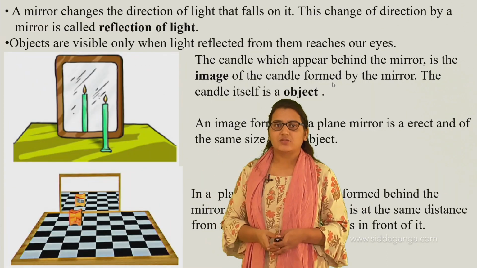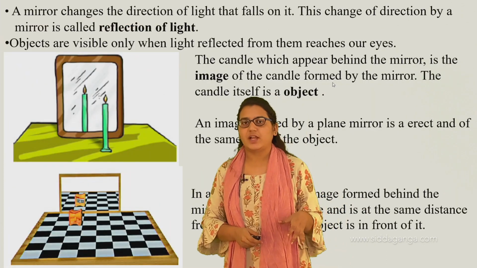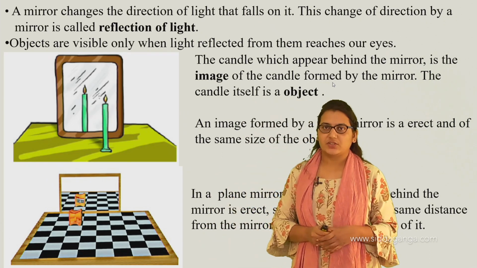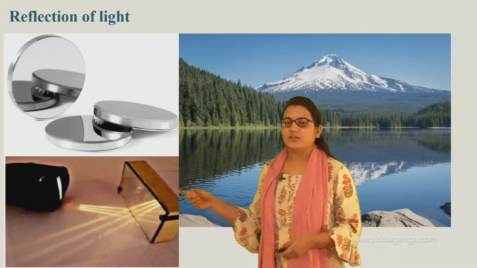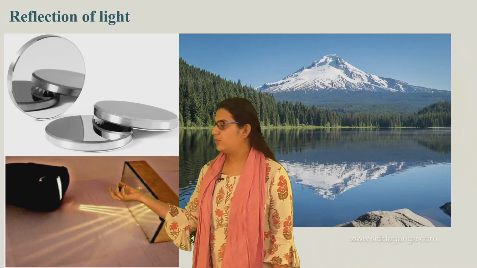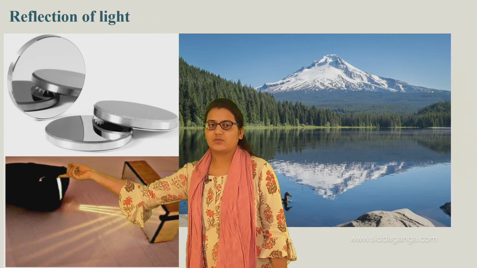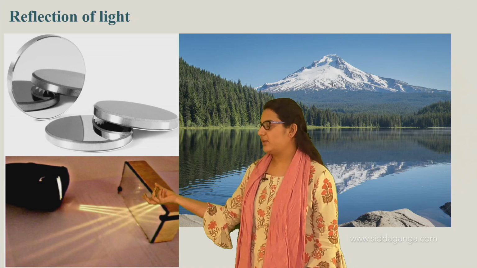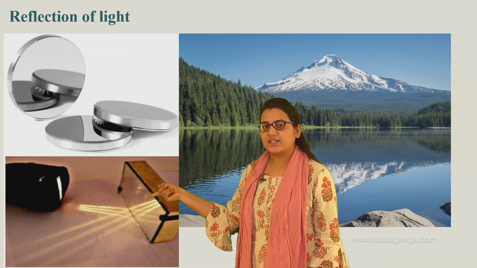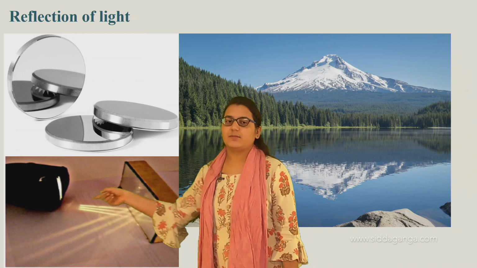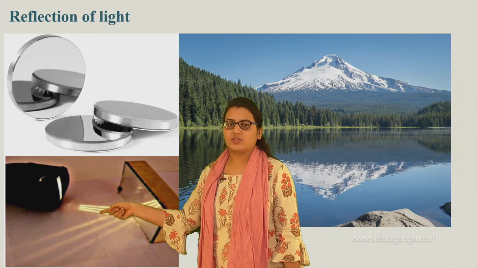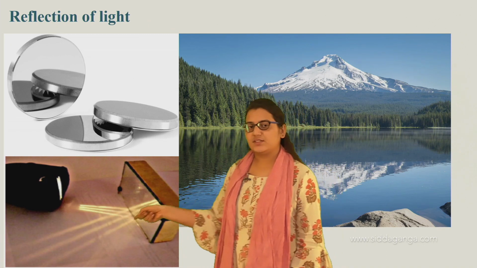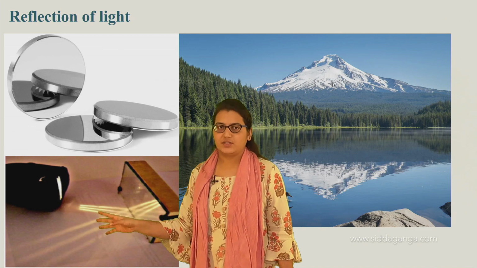Okay, it diverges. So the plane mirror changes the direction of light that falls on it, and this change of direction by a mirror is called reflection of light. Here you can see we have applied light through this torch in this direction. But after falling on a plane mirror surface, the light changes direction. It's not coming the same way. See, this is the torch light, but after reflection, the light changes its direction. So this is what reflection is.